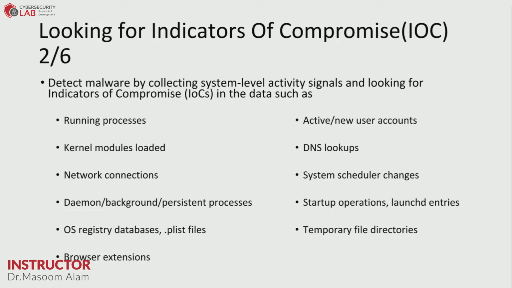So what we do here is look at the running processes or even their differences. For example, at the time of running a malicious file, what was the count of the running processes? Was it increased from the previous count or decreased? Similarly, the kernel modules which were loaded at the time, the network connections, were they going up or down? Was there any port open at the time the malicious file was running? What happened to the daemon, background, or persistent processes?